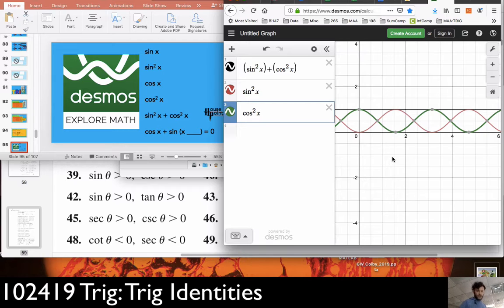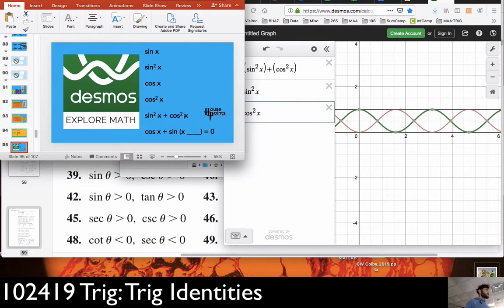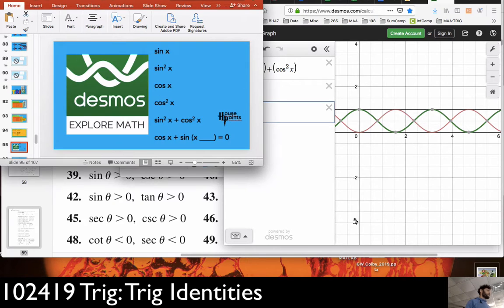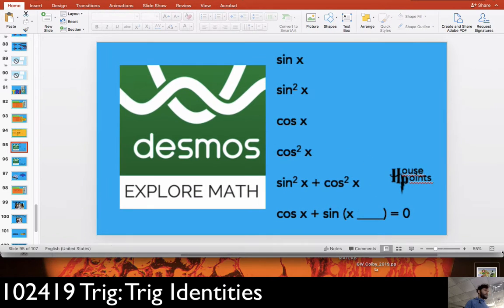All right. So I had done this, but I kind of already gave you the answer. So the house points, I don't know how compelling these house points are going to be. I was saying, how about this now? Cosine x plus sine x, what? Fill in the blank, equals 0. Want those points?